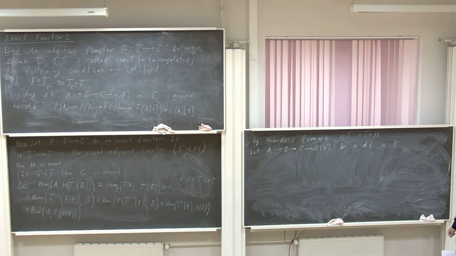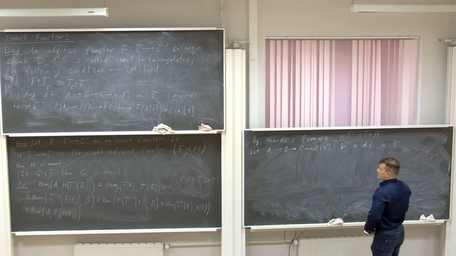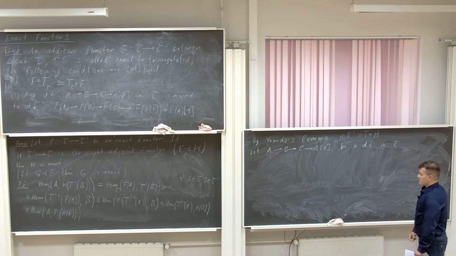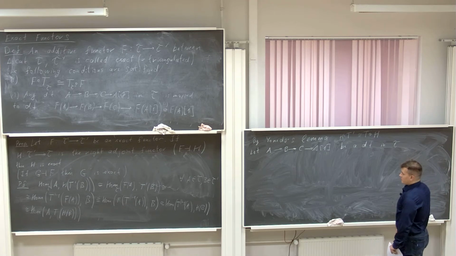Okay, so now let's take a distinguished triangle in T and show that when we apply the functor H to this distinguished triangle, we still get a distinguished triangle. And I think that's the interesting part of the proof. So the first part is kind of straightforward.